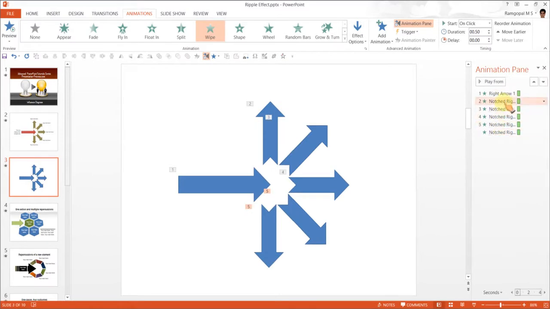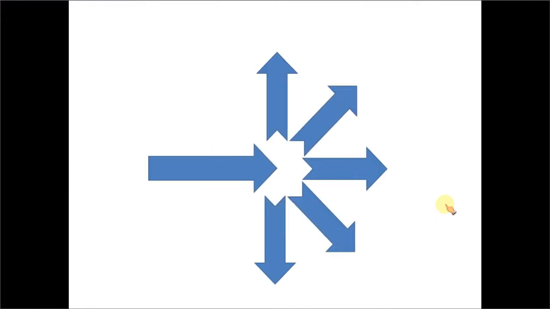Now, all these things should happen at the same time, so the start should be With Previous. However, I want all this to happen after this one comes in here. So this first one should happen After Previous. Let me explain what's going on here. First, this one flies in from left. After that, these are wiping out at the same time. Let us see how this plays out in the slideshow. This comes in and all these go out.